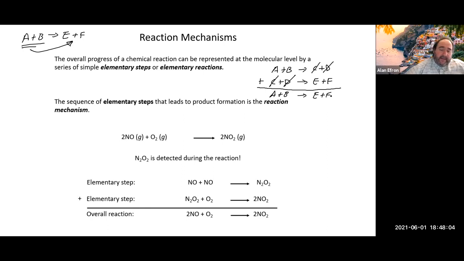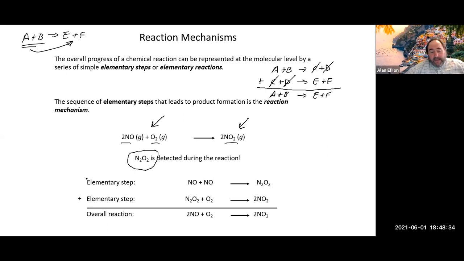Now, when we look at a real reaction, something like this, where we take 2NO and O2 and make NO2, while this reaction is taking place, you could detect N2O2. And clearly, if we look at the reactant side and the product side, there's absolutely no mention of N2O2. But it is definitely seen as this reaction takes place, which would imply that it has to be made but then used up completely before the reaction is over.